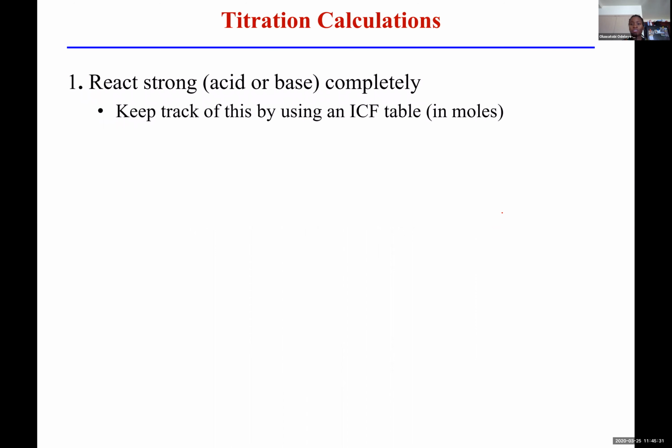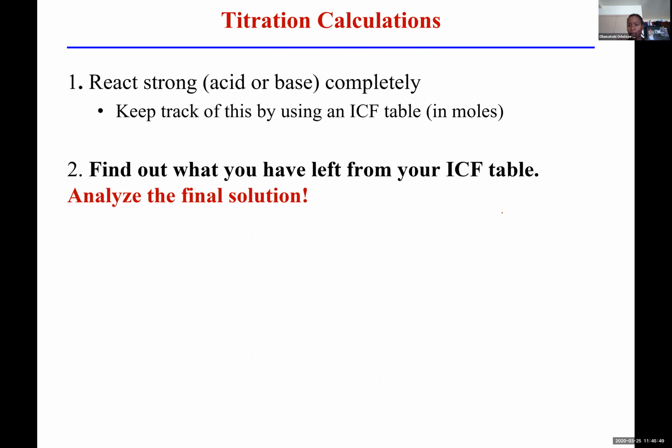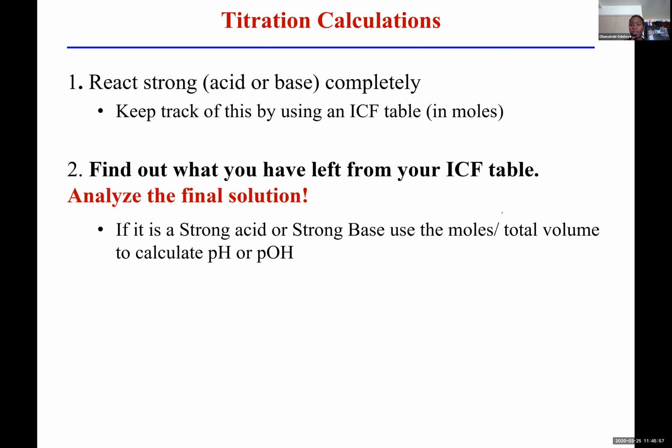So, sample calculations that you can have regarding this. If you react a strong acid or a base completely, you need to keep track of how much stuff you have using your ICF tables, okay? We've talked about that in dealing with buffers. The only difference now is we're not at equilibrium, we're going to completion. Once you react all your strong acid or base completely, you need to figure out what you have left. Again, using your ICF tables, you can figure out what you have left. If you have a strong acid or a strong base left, because we know strong acids and bases dissociate completely, you can figure out the pH or pOH by literally taking whatever moles you have, converting into concentration, and that's what you can use in the pH-pOH equation.